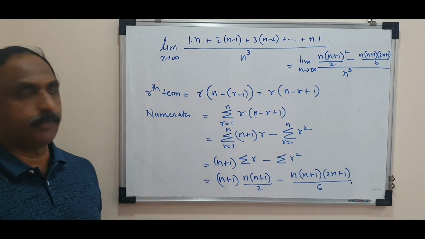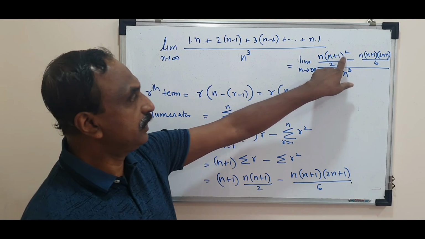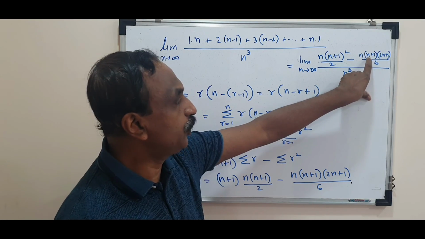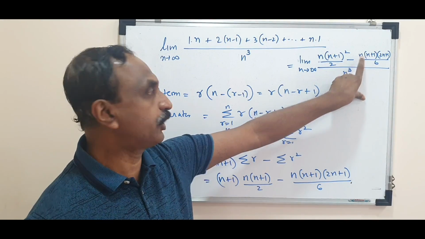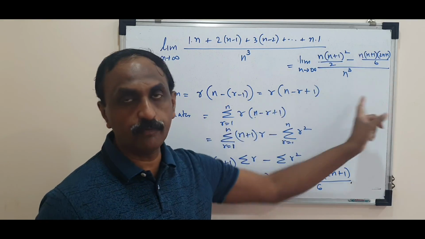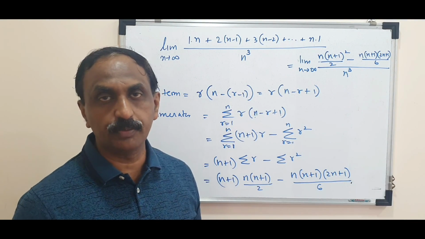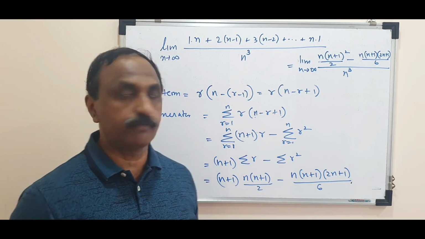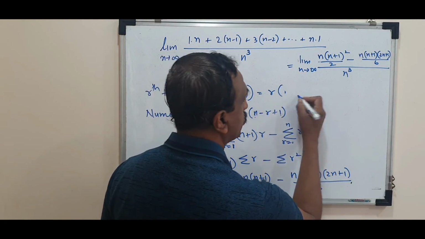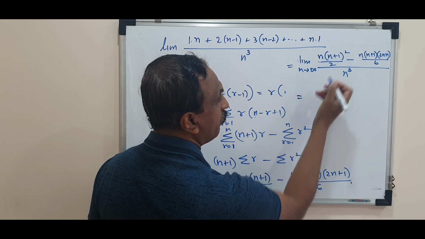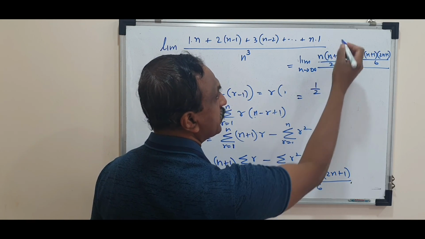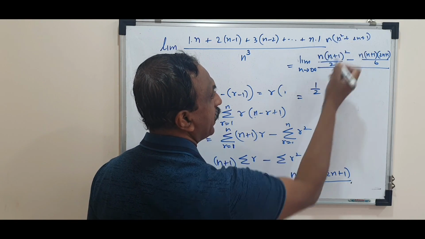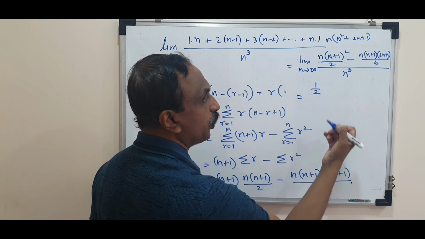Now things you can just do mentally. Degree of the numerator: this n square into n, n cube. 2n into n into n, the degree becomes n cube. So degree of the numerator is n cube, degree of the denominator is n cube. If the degrees are equal, it is the coefficient of the highest power divided by the coefficient of the highest power. So let's have a look at the coefficient. The coefficient of n cube here will be 1 by 2, because when you expand this, n square plus 2n plus 1 into n, n cube will be there, and the denominator 2 is there, so 1 by 2 will be the coefficient.